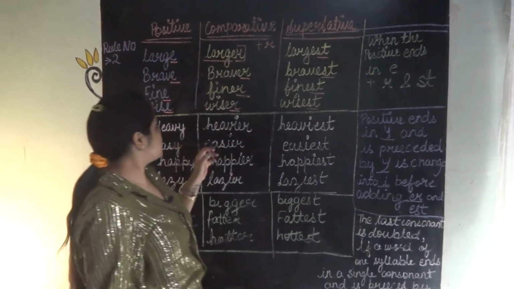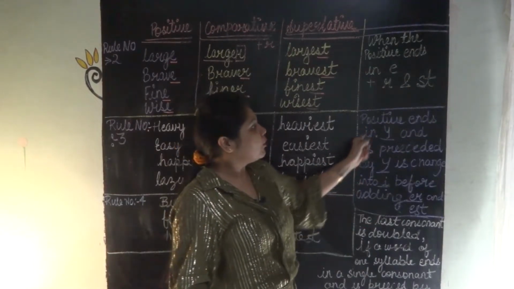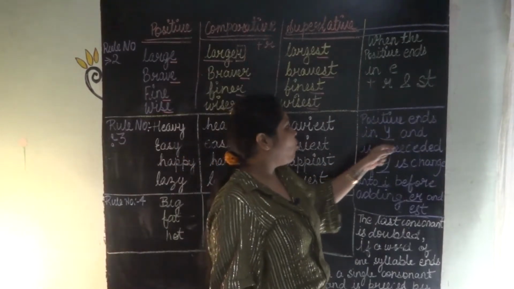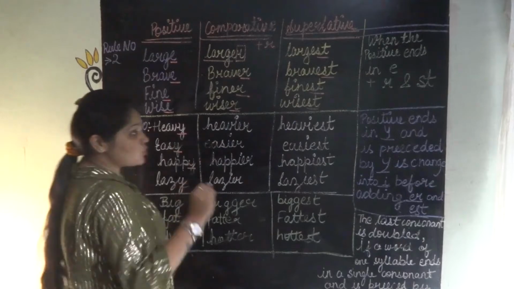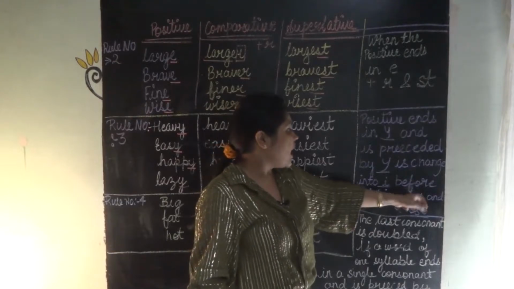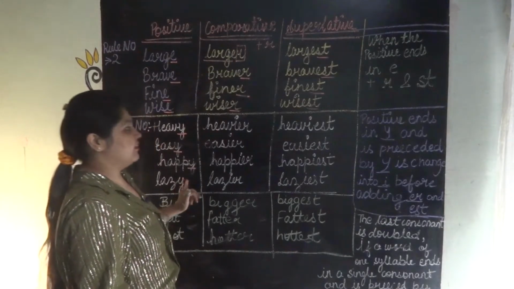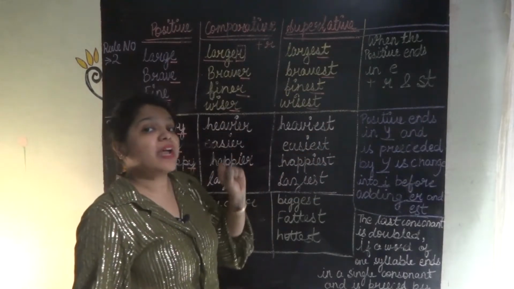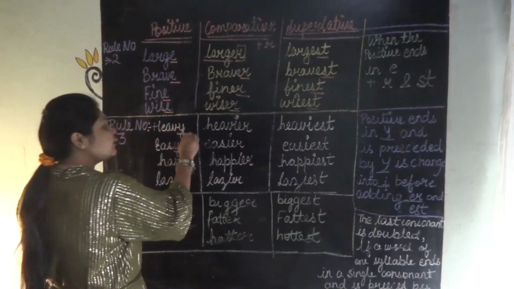Now next, rule number 3. Rule number 3 is what? See, we will read the explanation of this rule. Positive, again positive means these words end in Y. If the positive words end with Y, then what will you do? The Y preceded by a consonant is changed into I before adding ER and EST. What were we adding from the beginning? ER and EST.